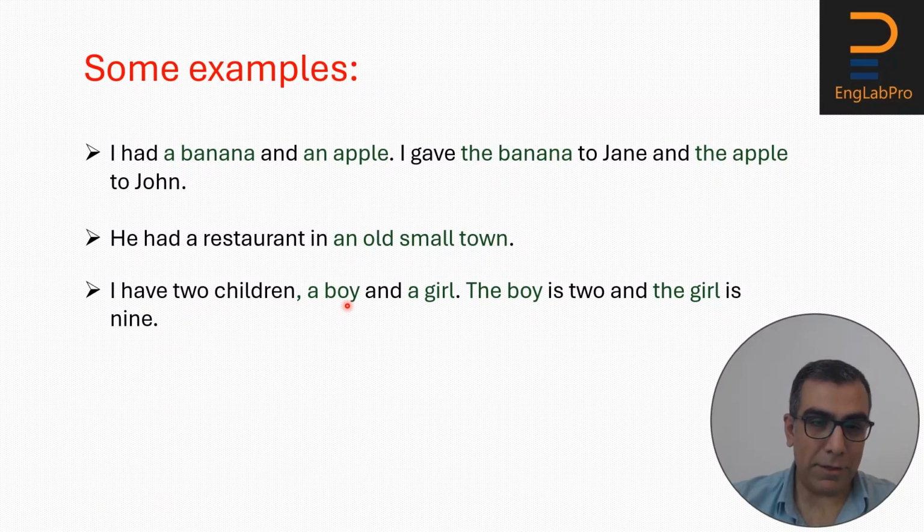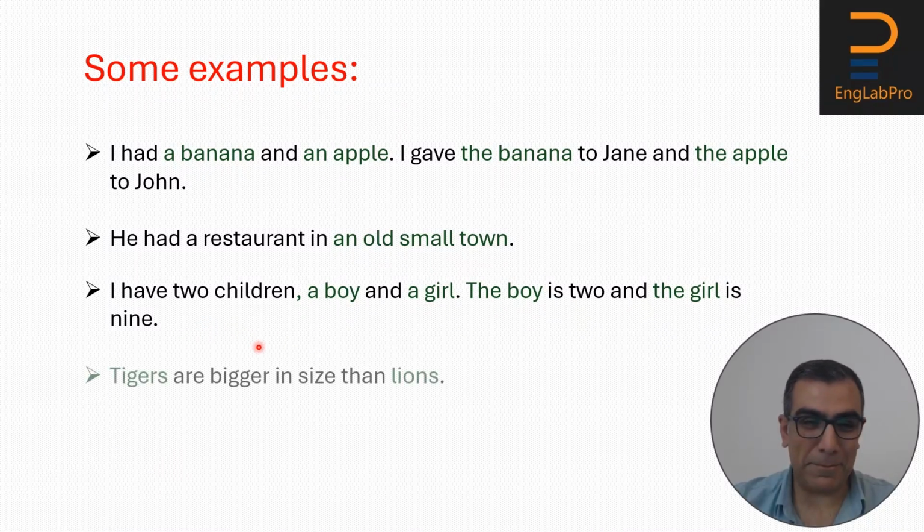I have two children, a boy and a girl. It's the first time I'm talking about my children, right? The boy. Now I've already mentioned the boy, so I use the boy. The boy is 2 and the girl is 9. Tigers are bigger in size than lions. I'm generally talking about all the tigers and all the lions. So plural noun, and they are unidentified.